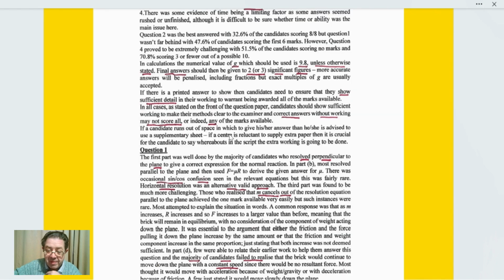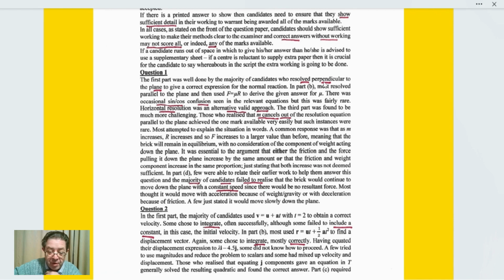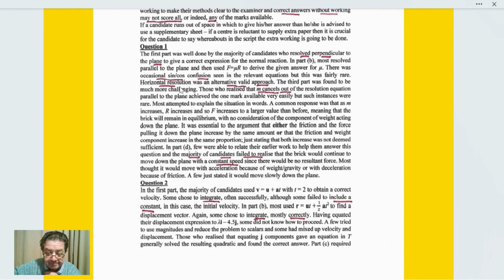Question 1. First part was well done by the majority of candidates who resolved perpendicular to the plane. Occasional confusion between sine and cos. Horizontal resolution is an alternative valid approach, but not so easy. M cancels out. In part D, the majority of candidates failed to realise the brick would continue to move down the plane with constant speed, since there is no resultant force. Most thought it would move with acceleration because of weight or gravity, or with deceleration because of friction.